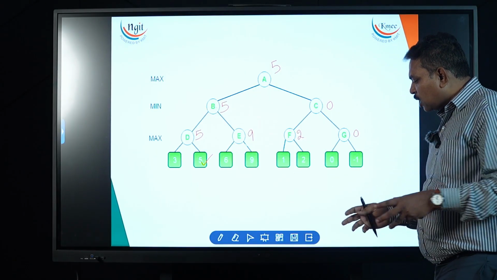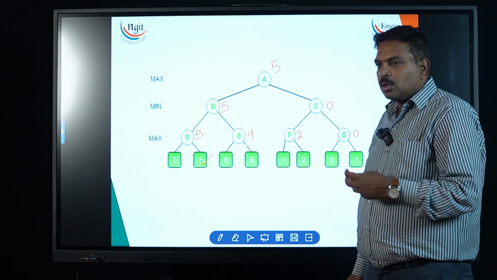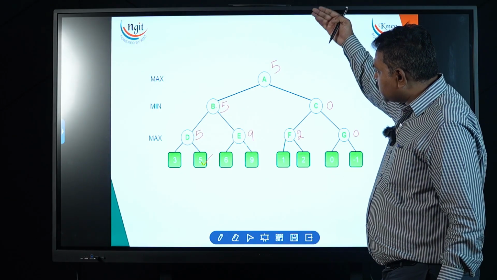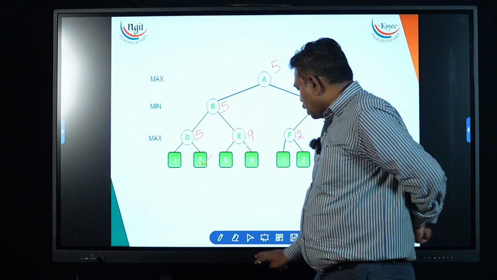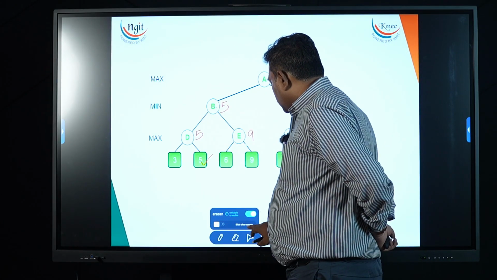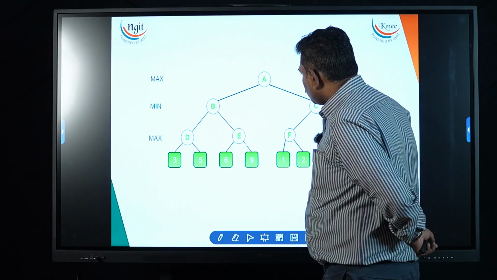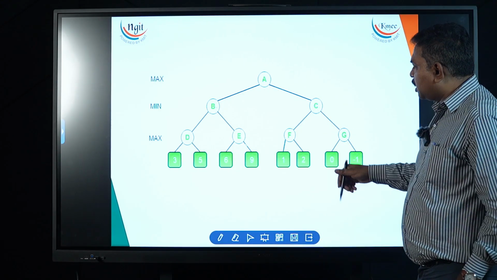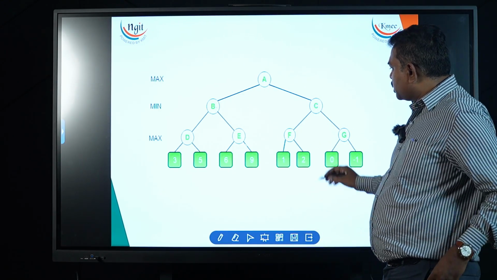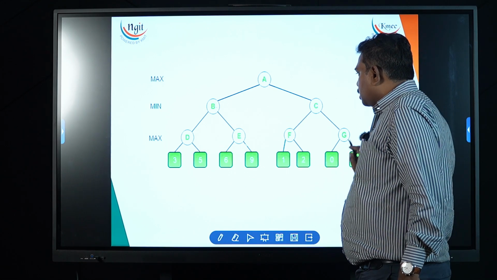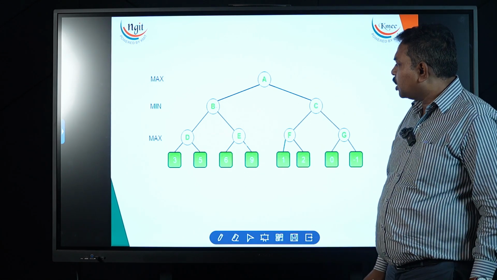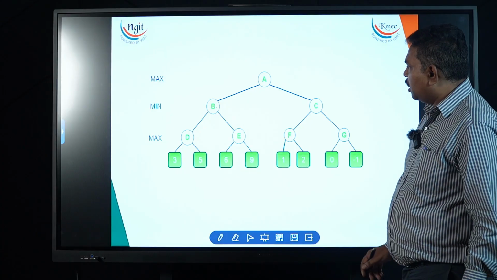But as the tree size grows, as the game size grows, the levels of this game tree also increase. At that time, unnecessarily exploring the solutions, suppose some branches may not give any value to the players, means pruning.